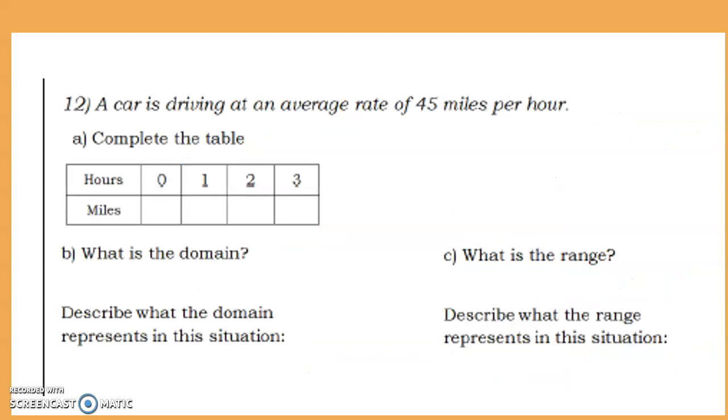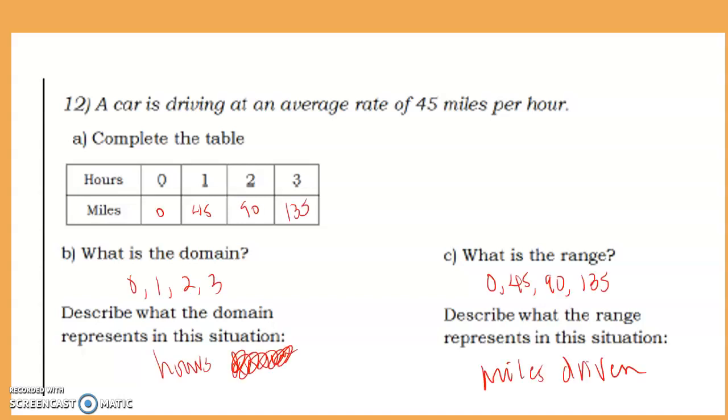Alright, last practice problem for you to complete. So go ahead and pause your screen here and complete it, and then unpause to see how you did. Alright, so complete the table. We drive at an average rate of 45 miles per hour. So at 0 hours, we've driven 0 miles, 1 hour, 45 miles, 2 hours, 90, and 3 hours, 135.